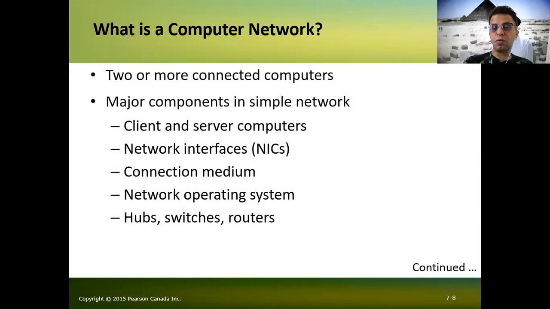Now, what is a computer network? When you have two or more connected computers, that's a computer network. The major components in a simple network are the client and server computers, the NICs or network interface cards, connection media, the network operating system or NOS, and also hubs, switches, and routers.